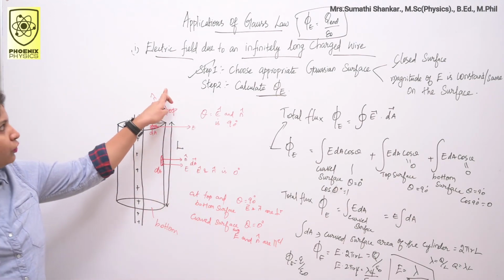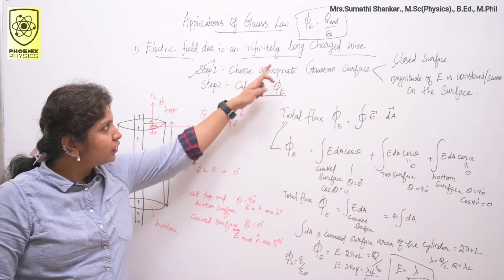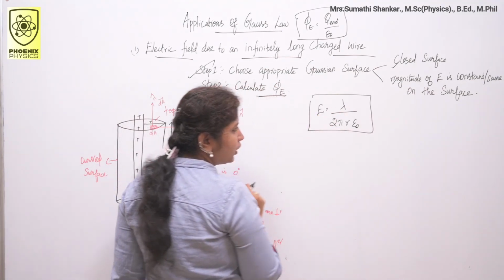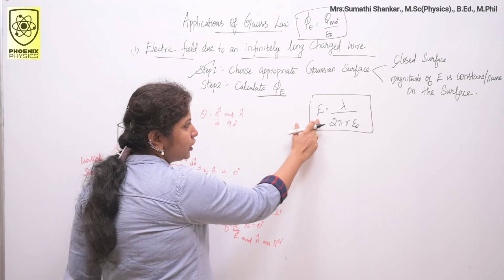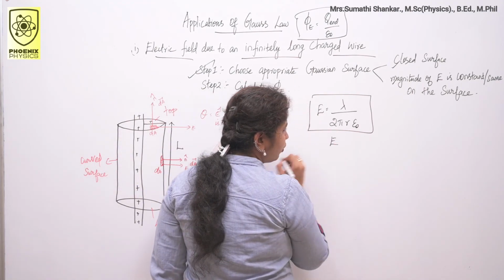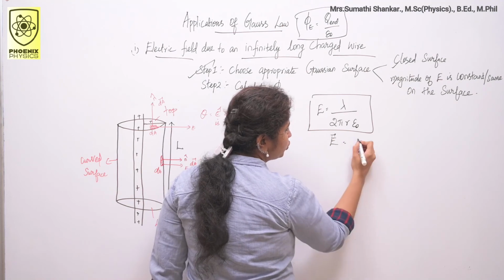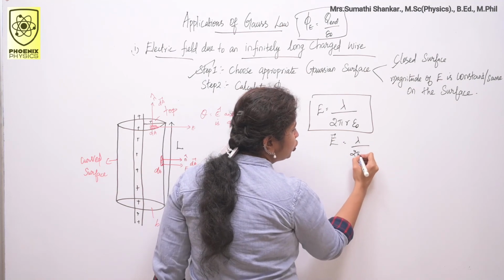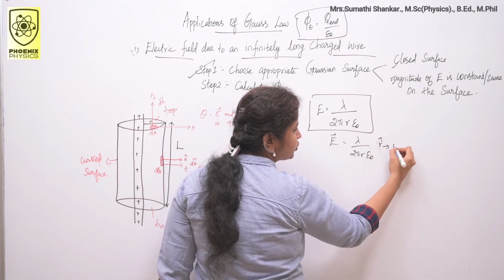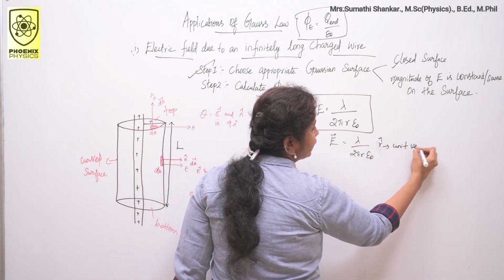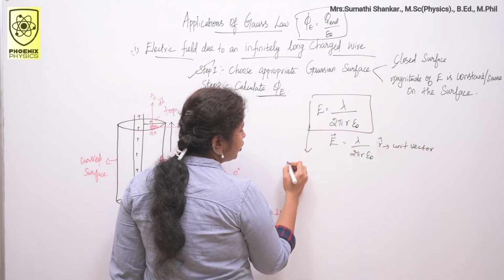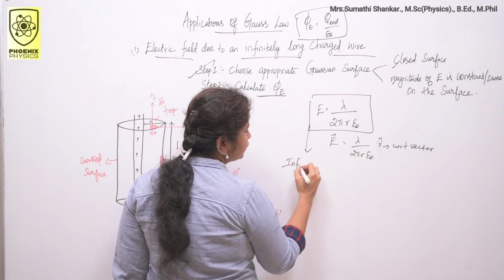So the electric field due to an infinitely long charged wire is E equal to lambda by 2 pi r epsilon naught. This is the magnitude of E. If you want to write it in vector form, E vector is equal to lambda divided by 2 pi r epsilon naught times r cap. R cap is nothing but the unit vector. Next we will see important inferences of this equation.